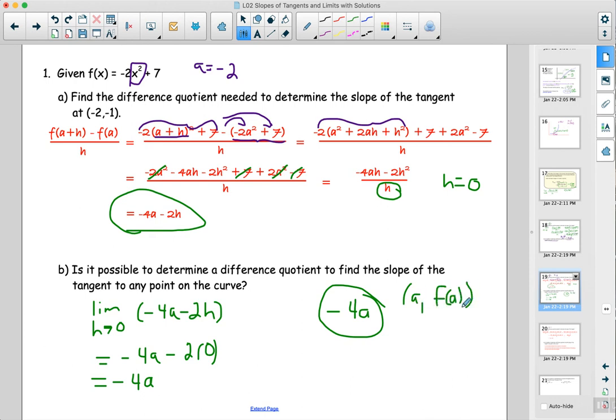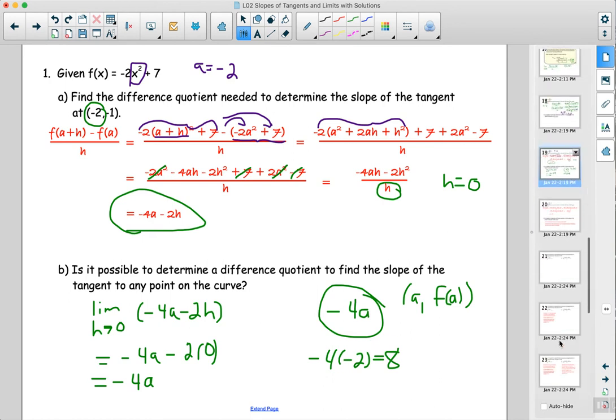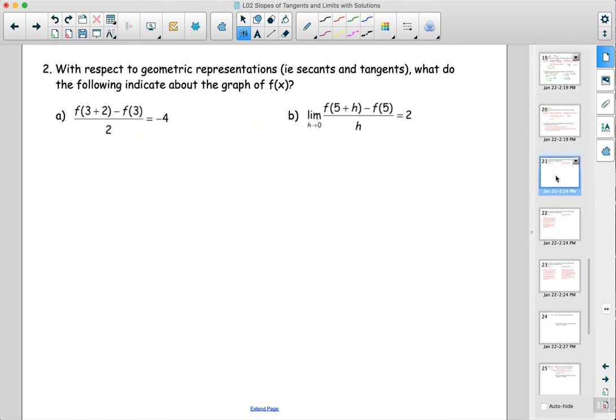And in our original example, we were looking at an a value of negative 2. So negative 4 times negative 2 would give us 8, and the slope of the tangent to this curve at negative 2, negative 1 would be 8. All right, so let's look at another example.